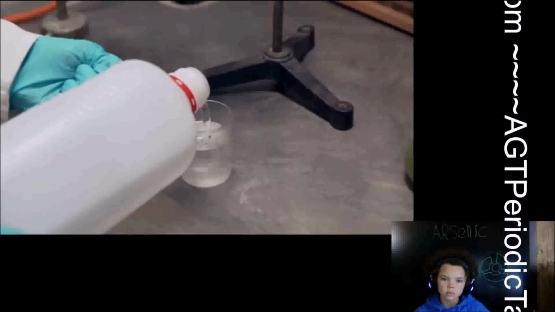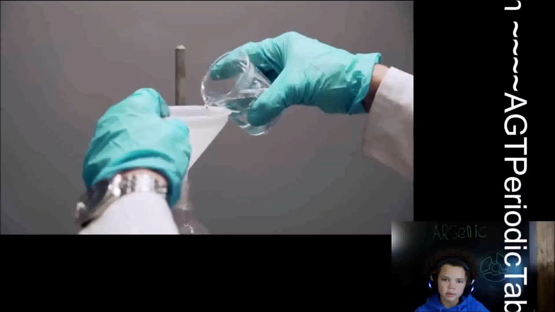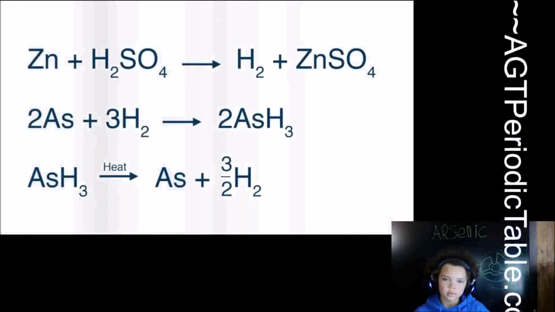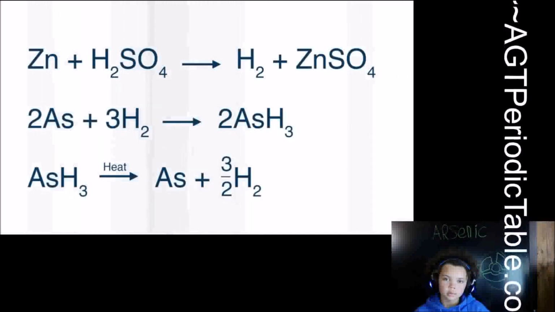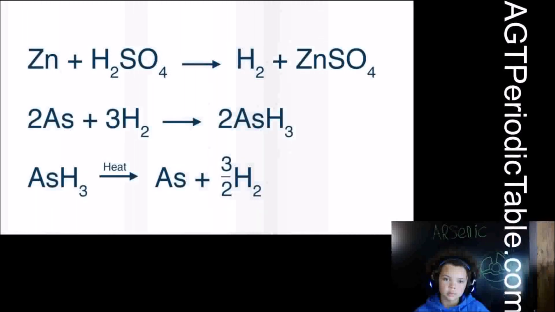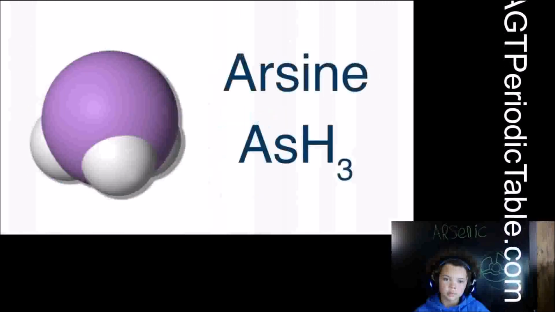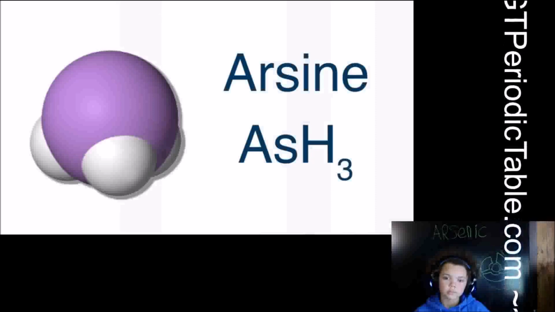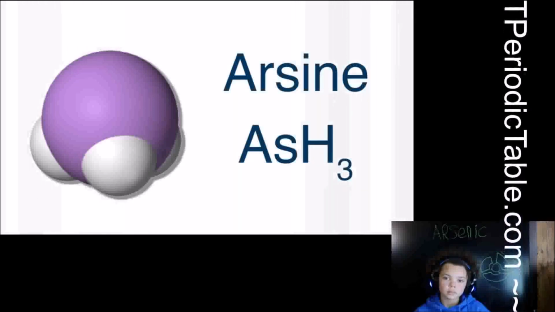And then from a dropping funnel you drop in dilute sulfuric acid, and the sulfuric acid reacts with the zinc and generates hydrogen, and the hydrogen reacts with the arsenic and makes a compound which has a similar formula to ammonia, but it has 3 hydrogens attached to arsenic rather than 3 hydrogens attached to nitrogen, which you have in ammonia. And this compound called arsine is very volatile. It's a gas.